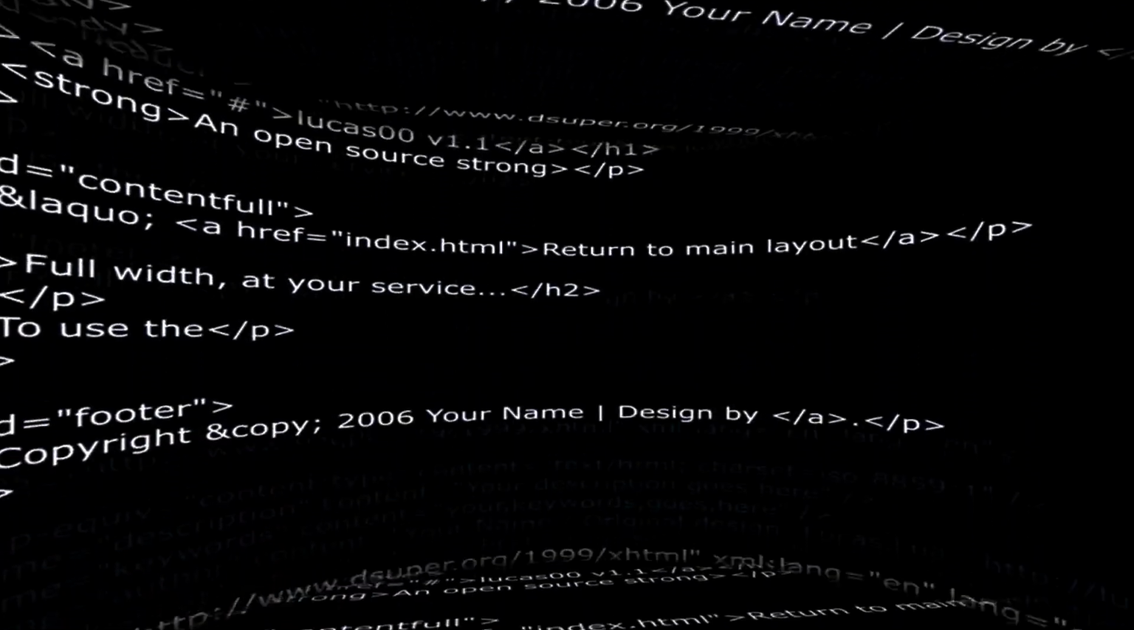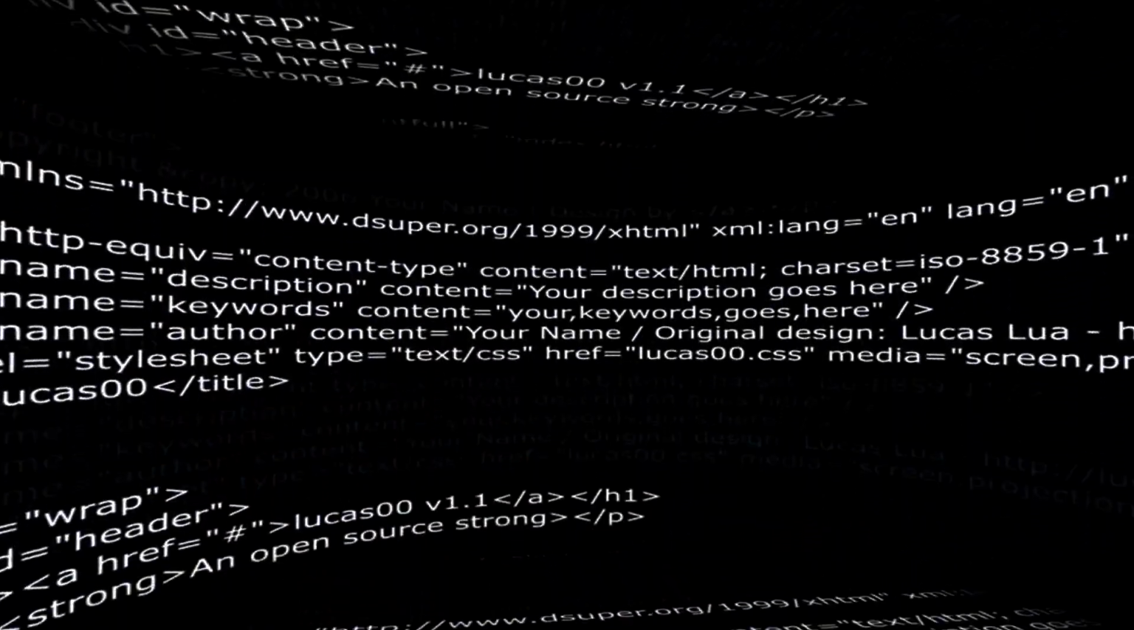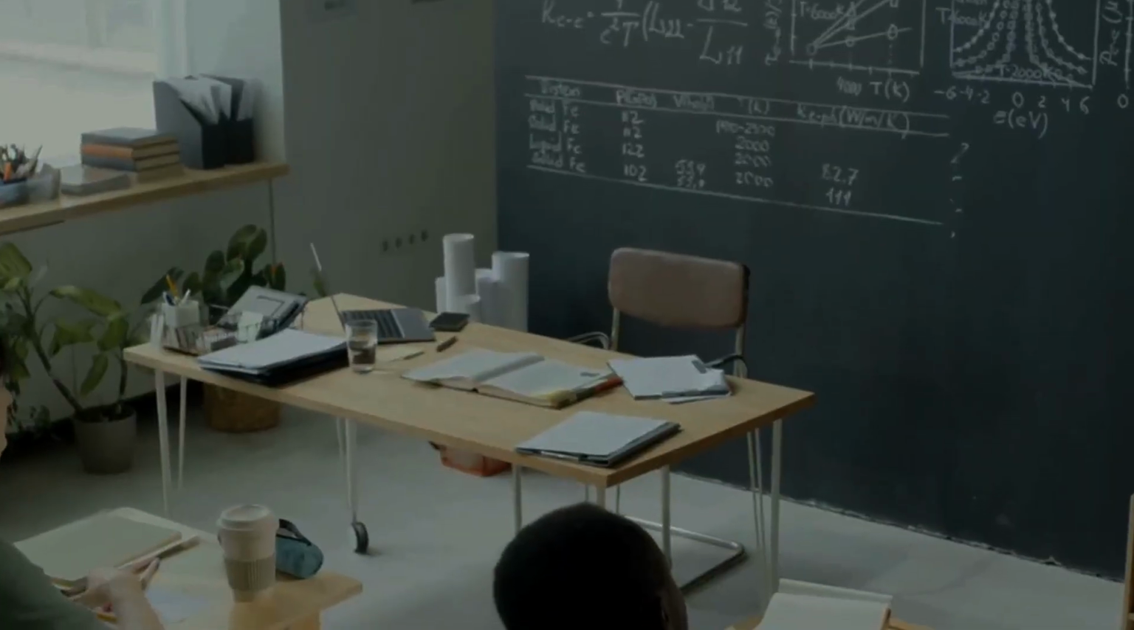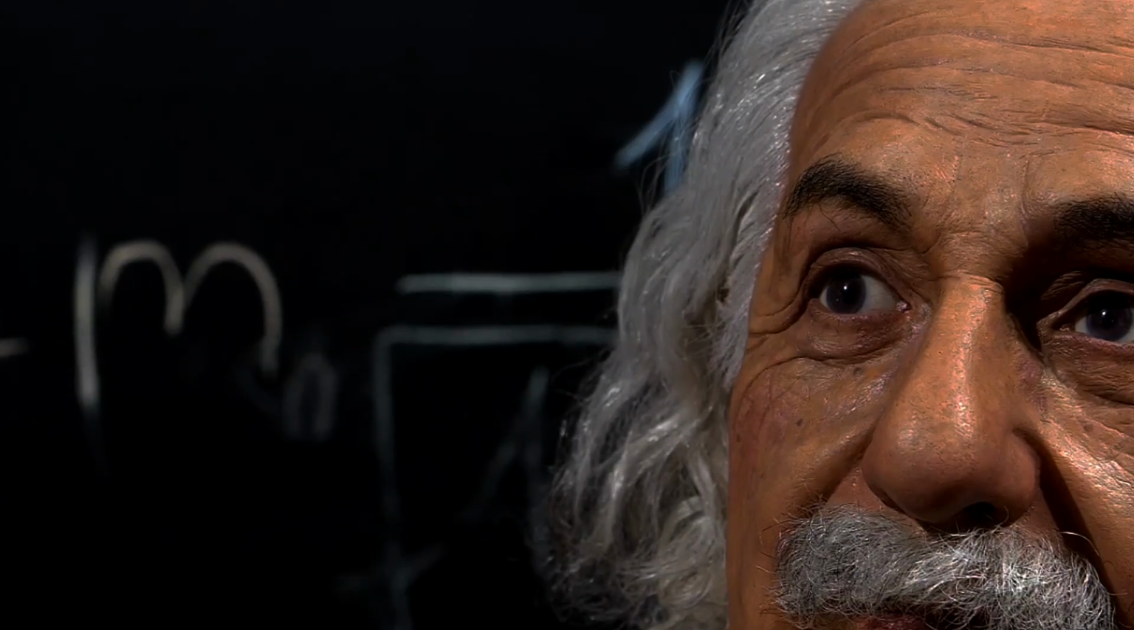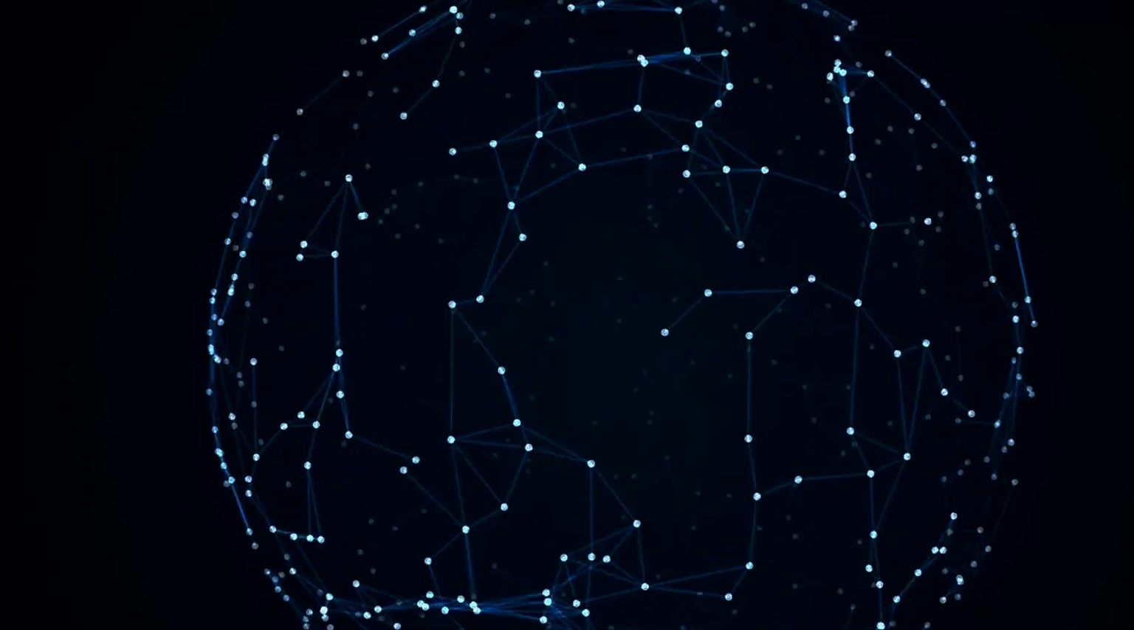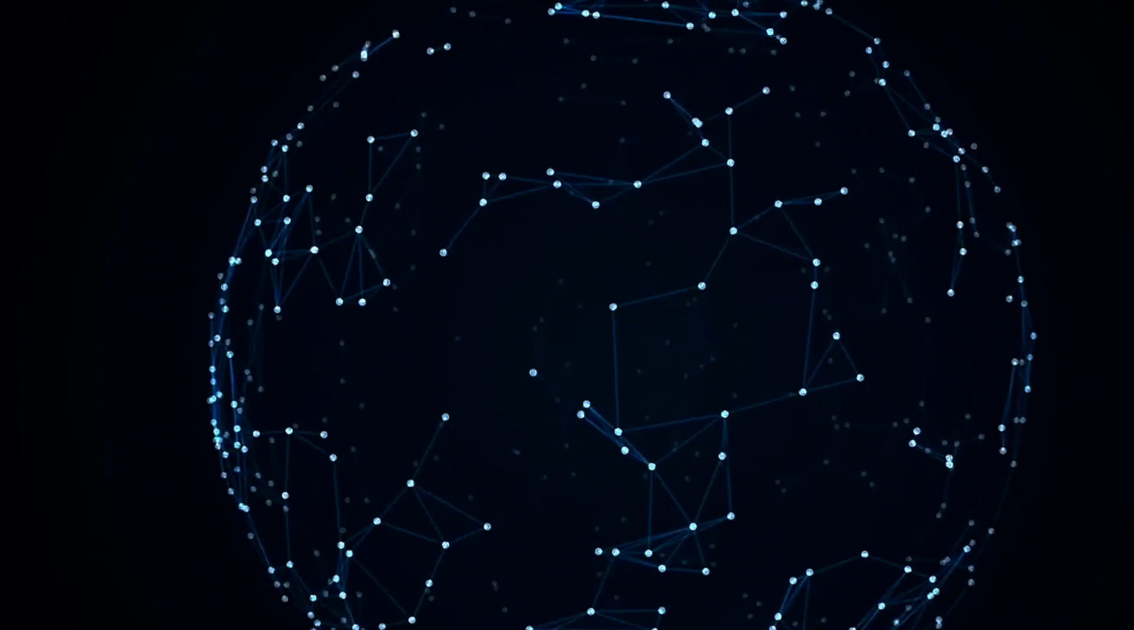Today, I'm diving into something fascinating with Einstein's special relativity. First, let's talk about the two main postulates. The first one is the Principle of Relativity. It states that the laws of physics are the same in all inertial frames of reference.